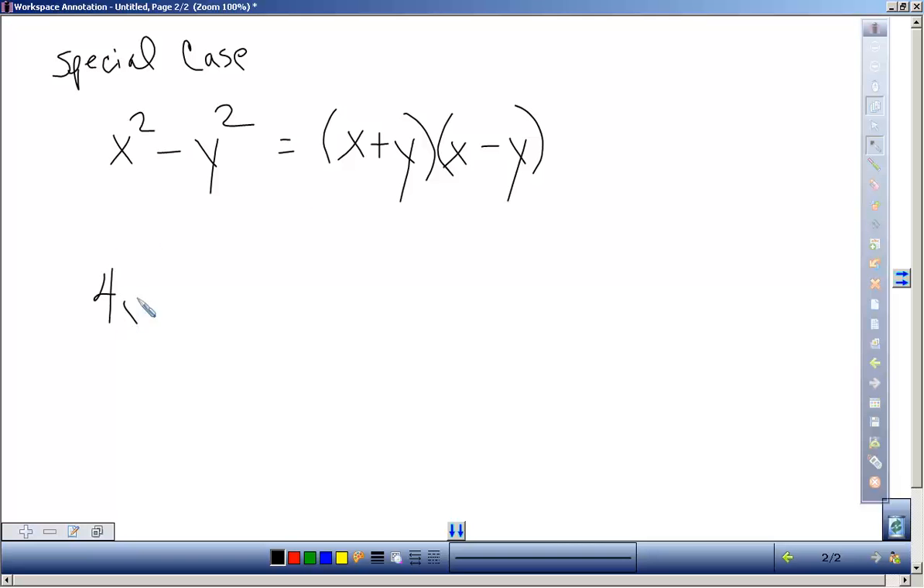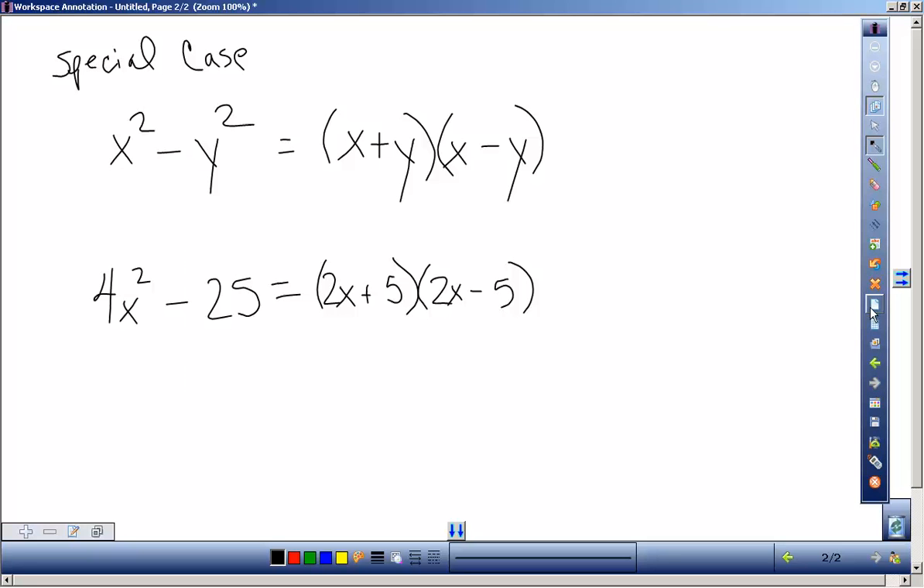So for examples, I could have something like 4x squared minus 25. That's a perfect square, and that's a perfect square. Again, this is why I wanted you guys to memorize your list of perfect squares. We have to be able to recognize them on sight. Square root of 4x squared is 2x. Square root of 25 is 5. We make one a plus and one a minus. So that's factoring when we have a perfect square minus a perfect square. If it is plus, it doesn't work. It only works if it is a minus. So please make sure you're aware of that.